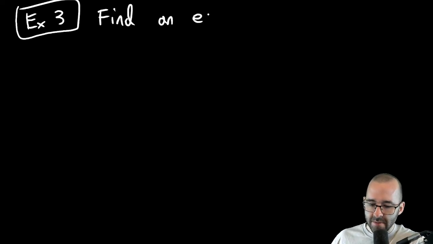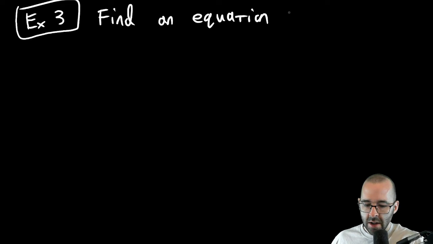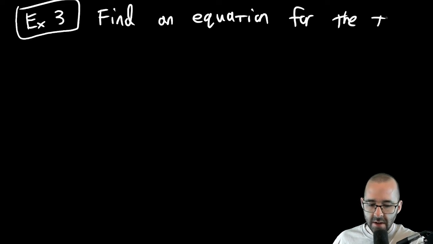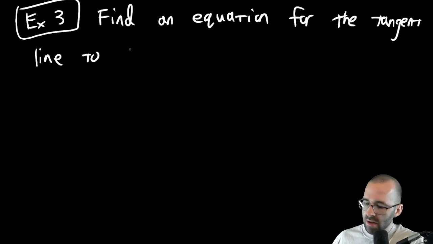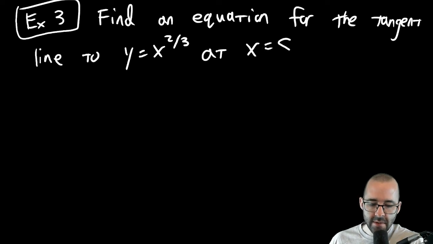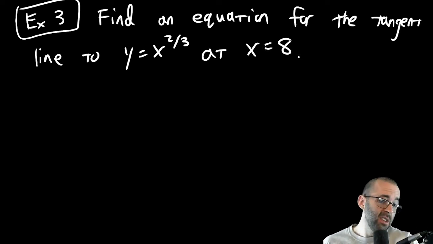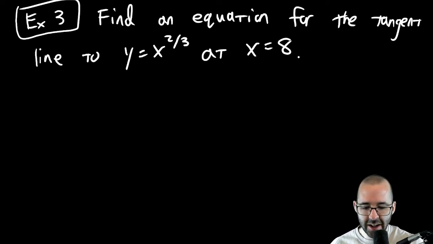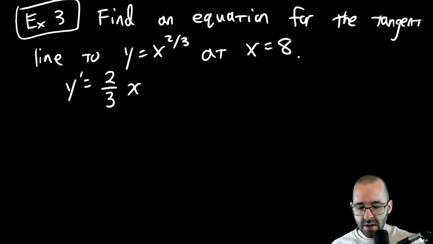Find an equation for the tangent line to y equals x to the 2/3 at x equals 8. All this wants you to do is use the power rule. You could use the inverse function rule, but then you're also still going to have to use the power rule. So power rule says that the derivative, bring the exponent down, subtract 1 from the exponent.